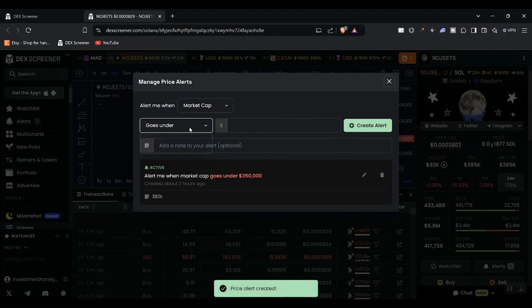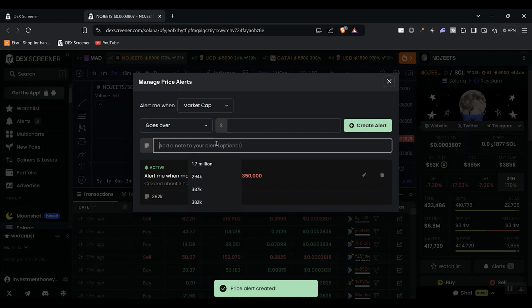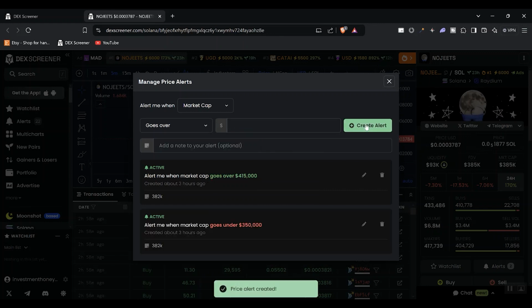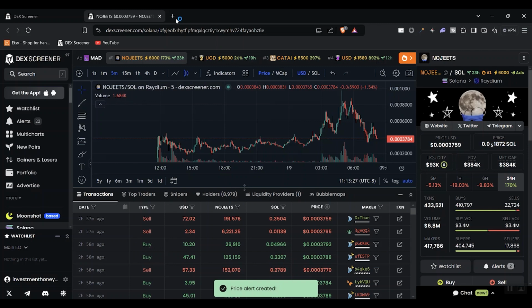And then we're going to also do this. Okay, so we got that 382, and I know it's already moving, it's moved down a little bit, but we're still going to keep the 382. Let's see this get to 415. All right, so there we go. So we're going to create that alert. Okay, so we've set those alerts on that.